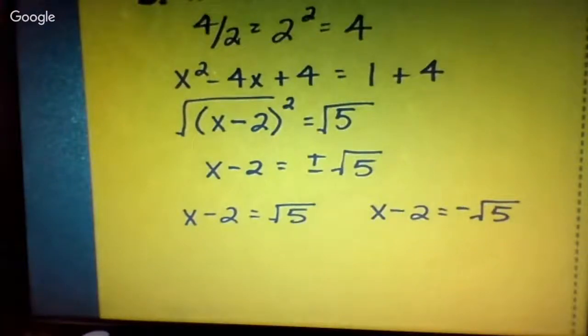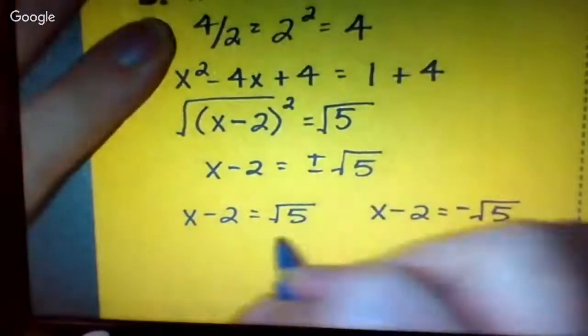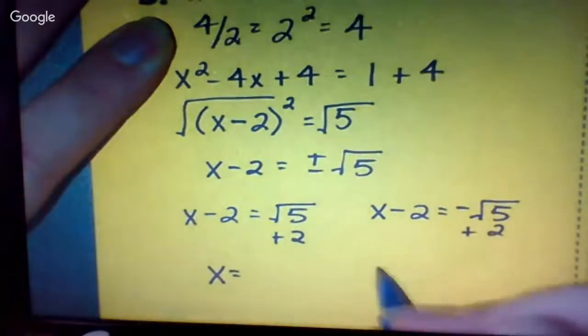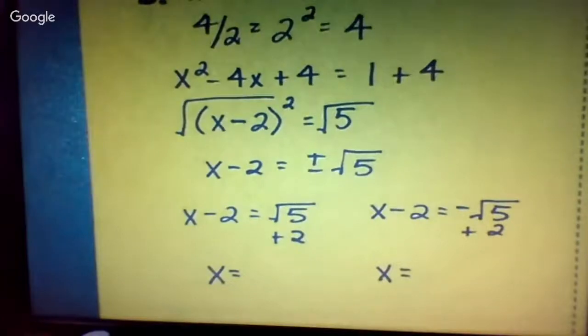My last step for both equations is to get x by itself, so my 2 has to become positive. So again, when you plug this into your calculator, do the square root of 5, equals, then add 2 to get your answer.